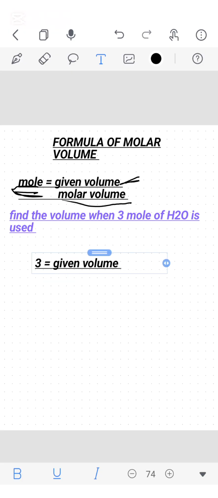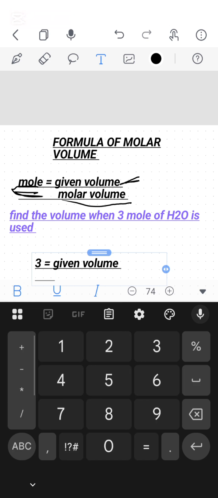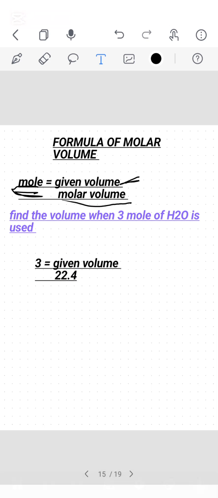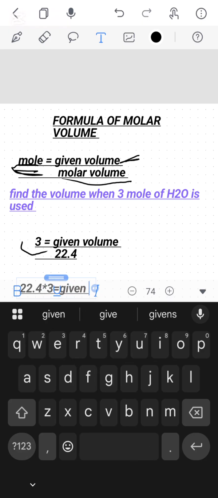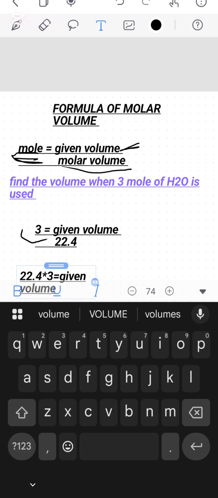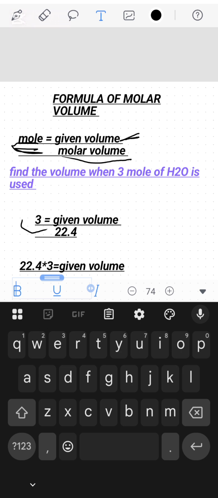We have to find the given volume, and that is upon the molar volume. As I said, 22.4 is the molar volume. If 22.4 is in the denominator over here, we send it upwards to make it multiply. It will be like that: 22.4 multiplied by 3 is equal to the given volume. So that is how it works. Now what is 22.4 multiplied by 3?